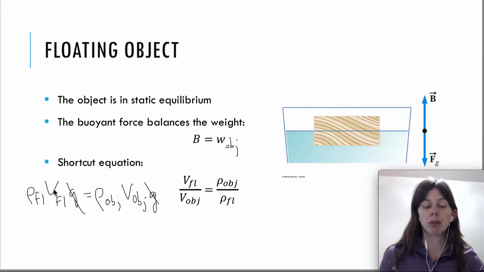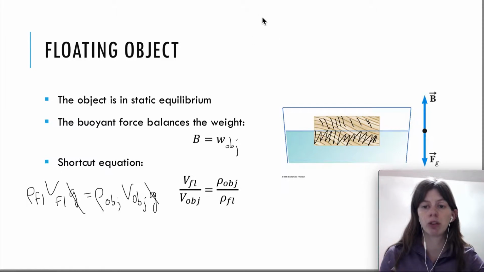But this time, V fluid does not equal V of the object. This is only the case that they equal each other when the object is completely submerged. When an object is floating, part of it is going to stick up above the water. So V of the fluid displaced in this case would just be the volume of what's underwater here, while the volume of the object is the whole thing. So you can see that they're not equal to each other.